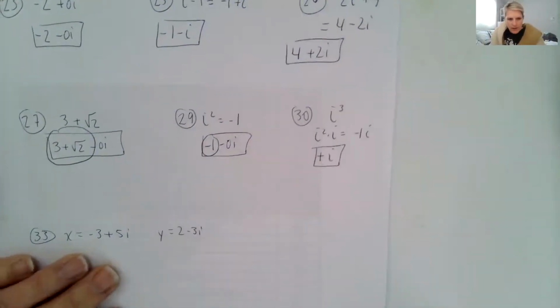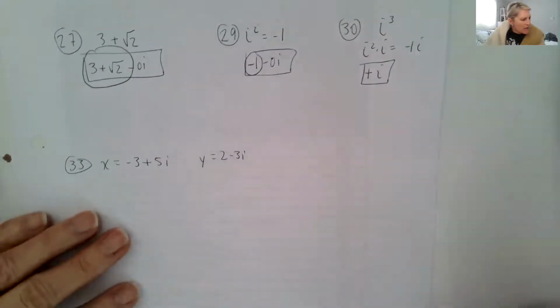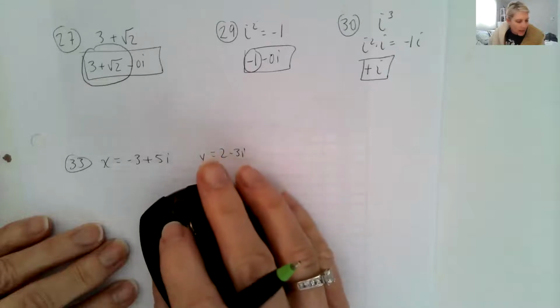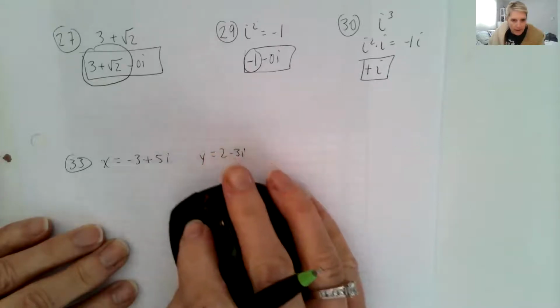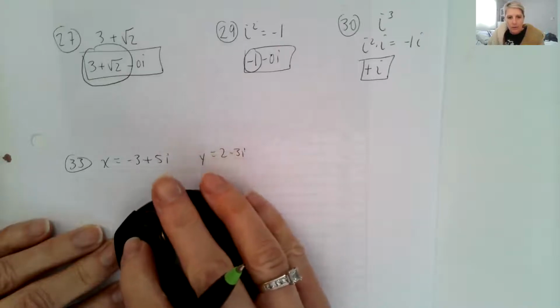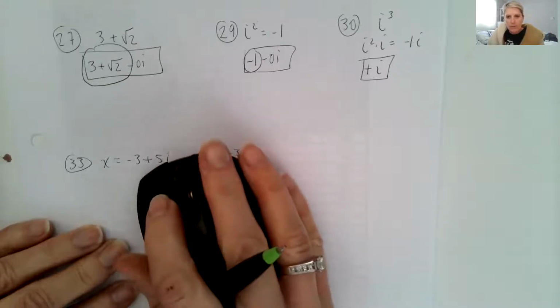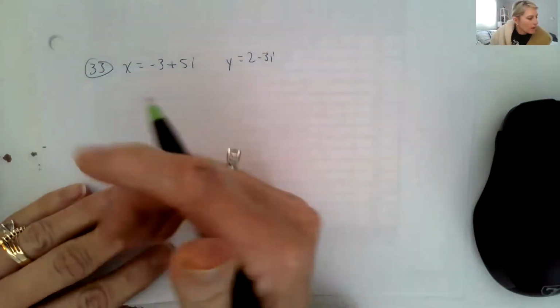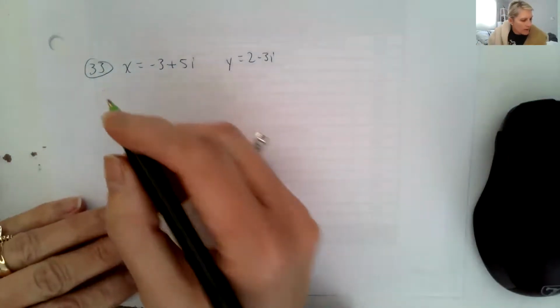So let's look at 33. 33 is asking us to find x plus y, x minus y, x times y, and x divided by y. So let's take a minute and I'm going to let you attempt those on your own for a moment. Okay, so let's put this together.